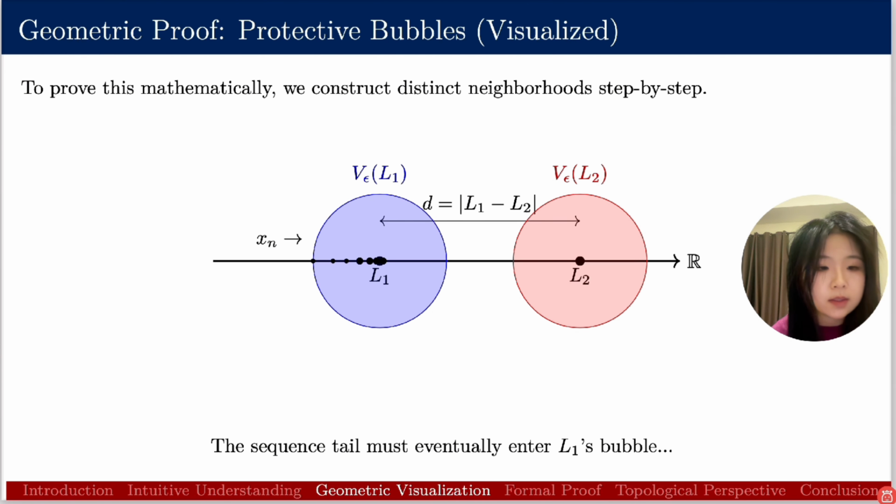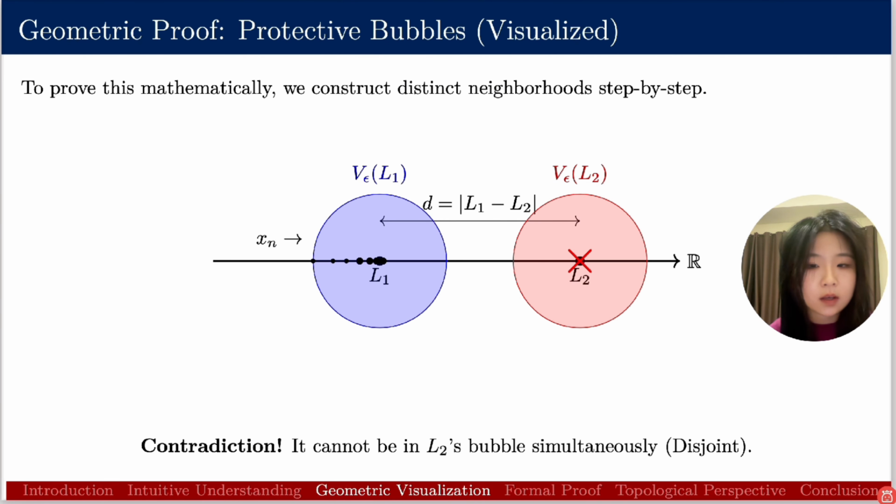If the sequence converges to L1, the definition of convergence tells us that the tail of the sequence, the infinite number of terms at the end, must eventually enter L1's bubble and stay there forever. Here is a contradiction. If the tail of our sequence is already trapped inside the bubble of L1, it is physically and logically impossible for those same terms to be inside the bubble of L2 at the same time. Since the sequence cannot be in two disjoint places at once, the limit must be unique.